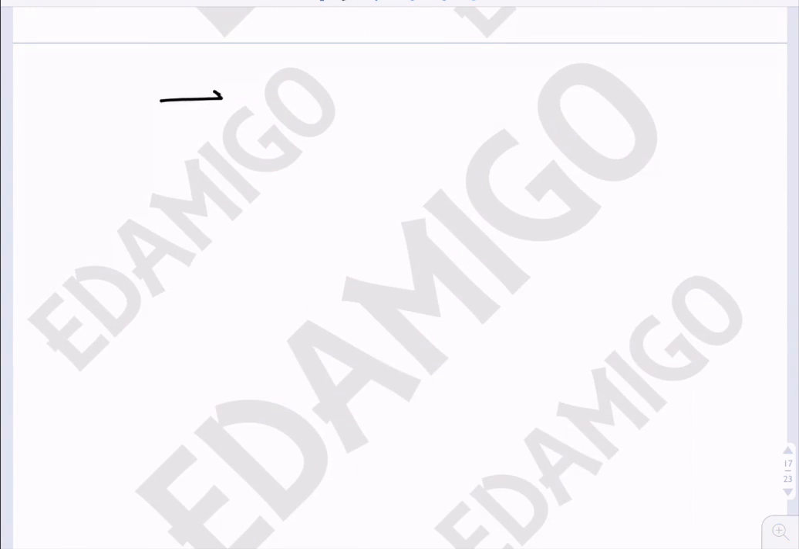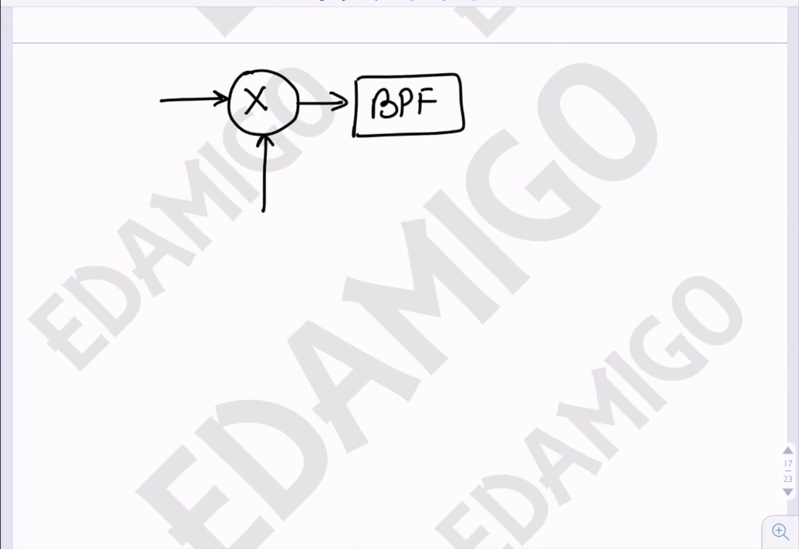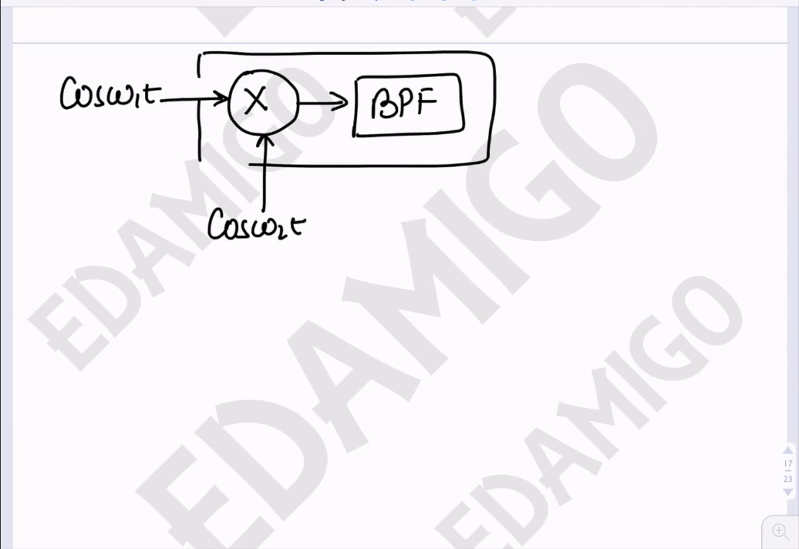Okay, so let me explain the mixer here. So this is inside a mixer. Inside a mixer we have a multiplier followed by a band pass filter. So this is a mixer. Suppose we have two frequencies, cos of omega 1t and another frequency of cos of omega 2t, and both are given as an input to the mixer.